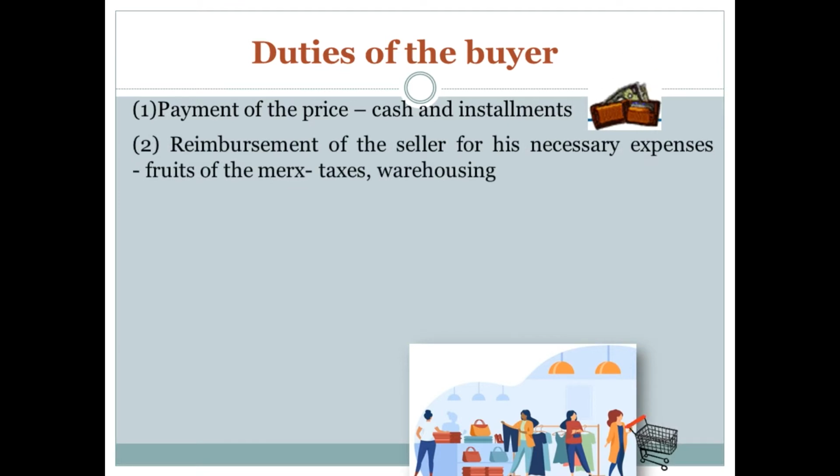Reimbursement of the seller for his necessary expenses. This is in the law of risk. Buyer is expected to pay for any expenses that are accrued from the time of sale to the time of delivery of the merx. For instance, taxes and storage cost before delivery. Those are the fruits of the merx.